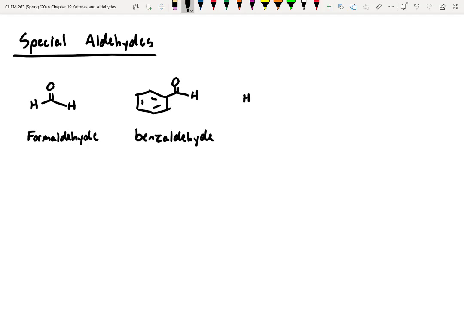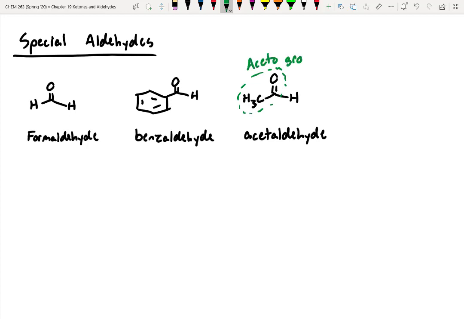And then the next one's going to be a little bit different. Oftentimes I hear students call this ethanal, but most people wouldn't call it that. Instead, they call this acetaldehyde, because this whole group is referred to as an aceto group. So it takes that prefix and uses it to convert it to its aldehyde.